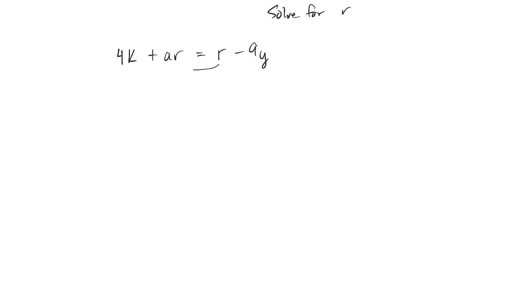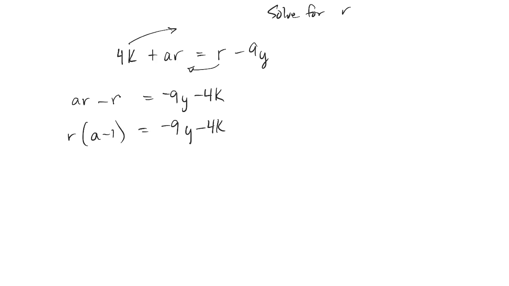So if I move this to the right, I'd have aR minus R, and then I'm moving this to the other side, so I'd have minus 9y minus 4k if I move those things that way. Then on the left, I'll factor out an R, leaving me with a minus 1 is equal to minus 9y minus 4k, and then divide both sides by a minus 1. So on this one, I'd have R is equal to negative 9y minus 4k all over a minus 1.